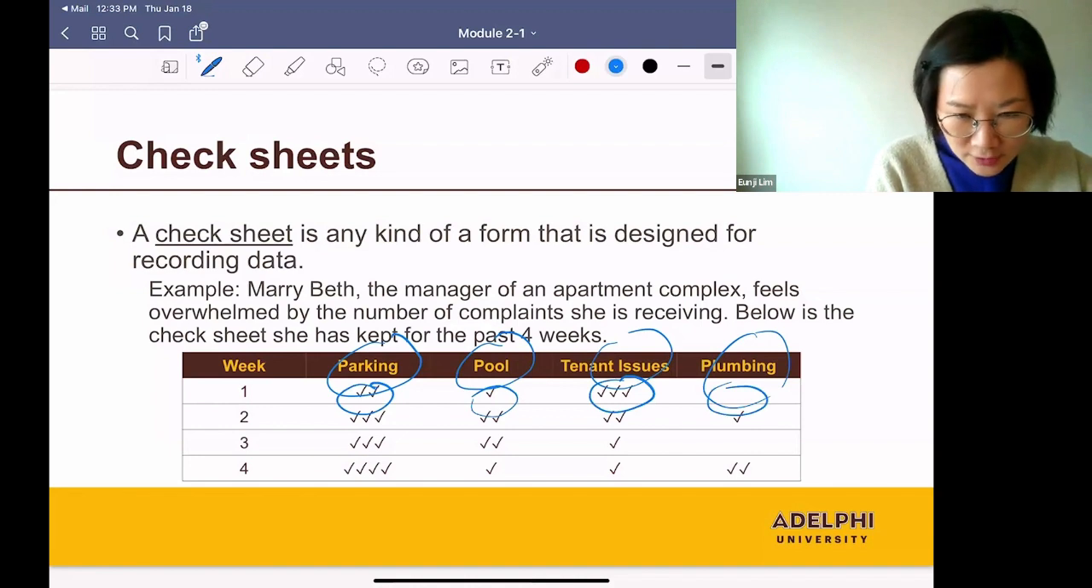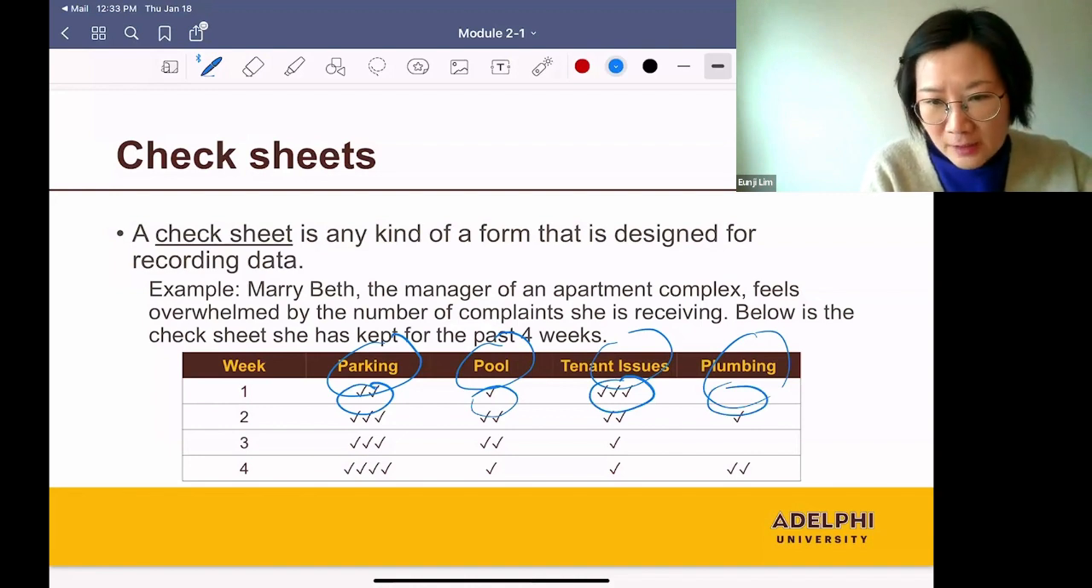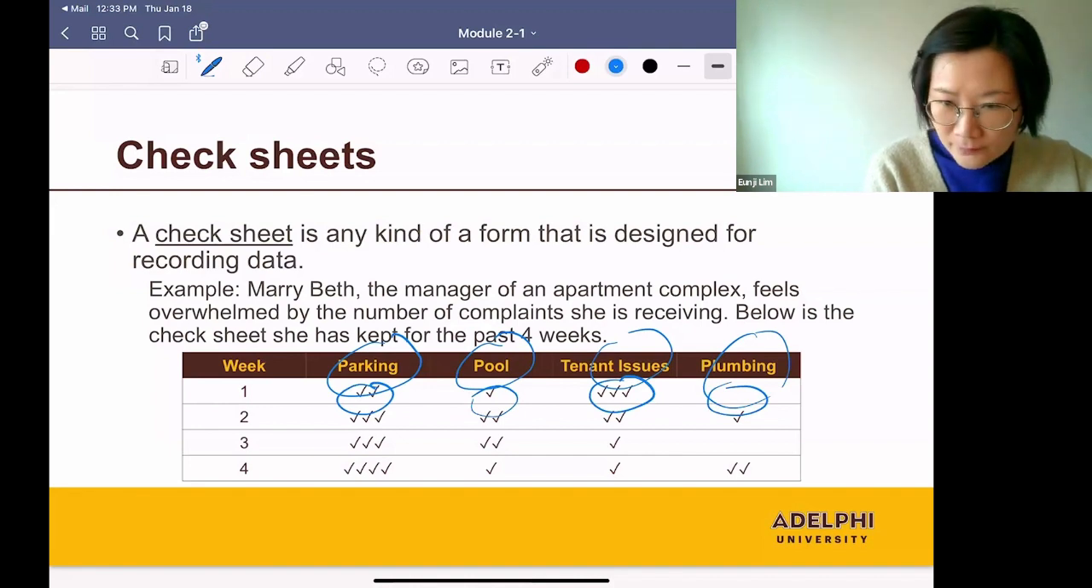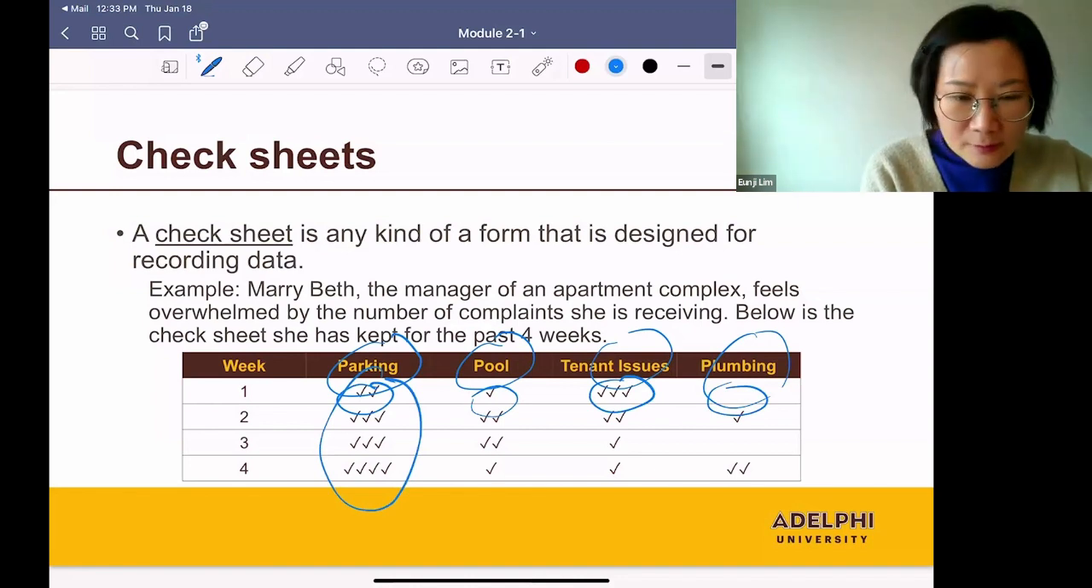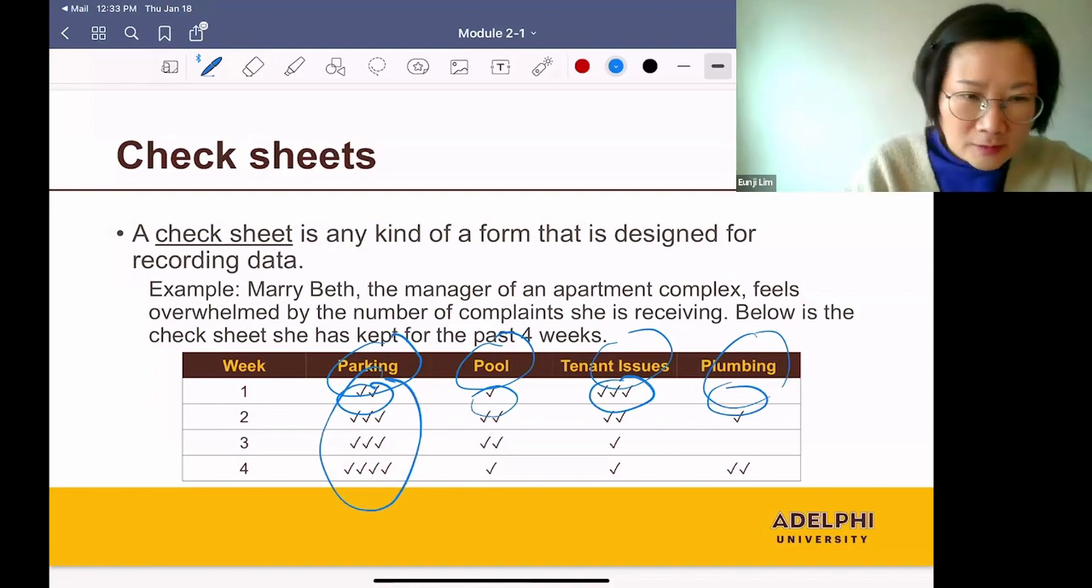By looking at this check sheet, can you identify the area that needs improvement? Okay. Why? Because we can see that she's receiving more and more complaints in this category.